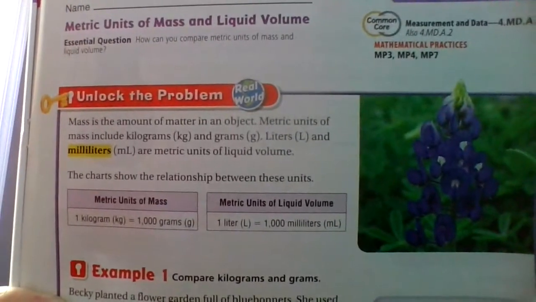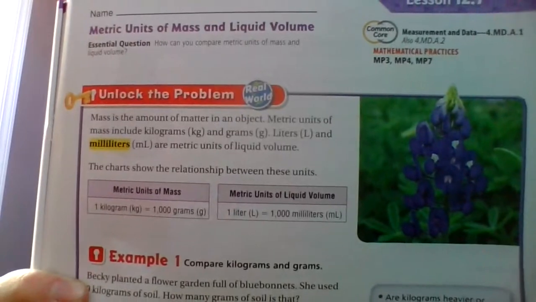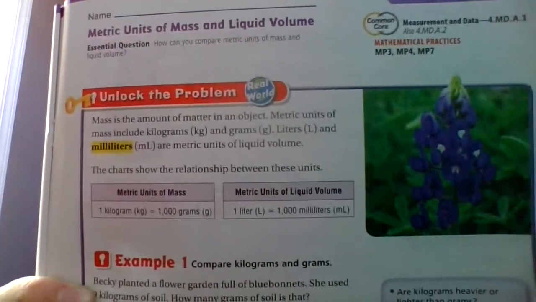And then we have metric units of liquid volume. Again, 1 liter equals 1,000 milliliters. That's 3 hops there. We've got 3 hops to go from liters to milliliters. And now, when you go from gram to kilogram, you're getting larger, okay? When you go from liter to milliliter, you're getting smaller, right?